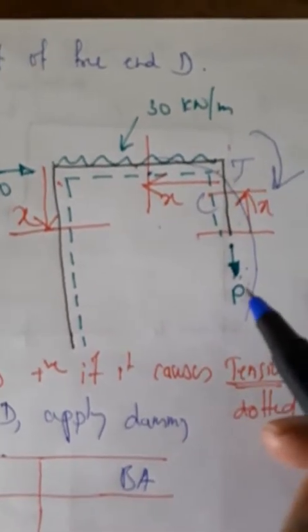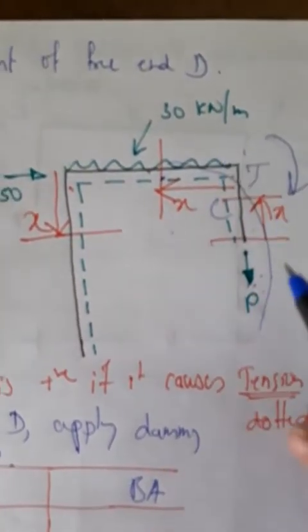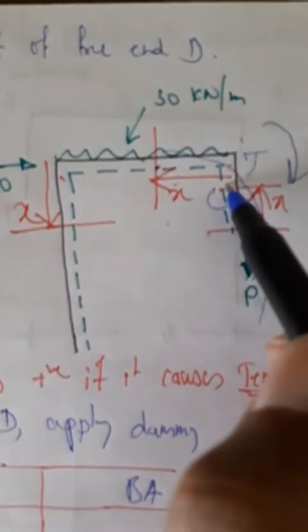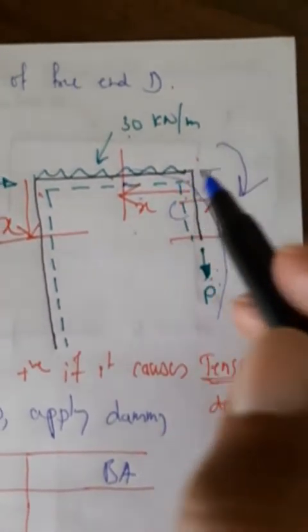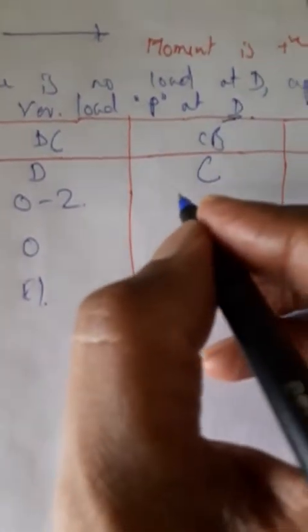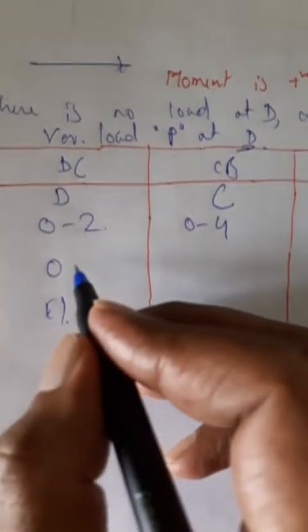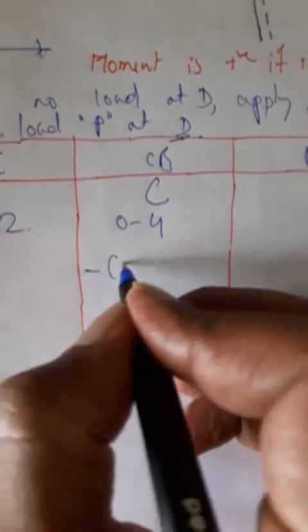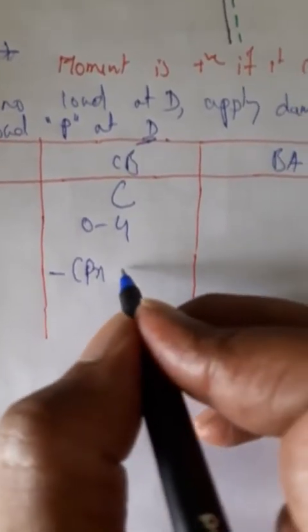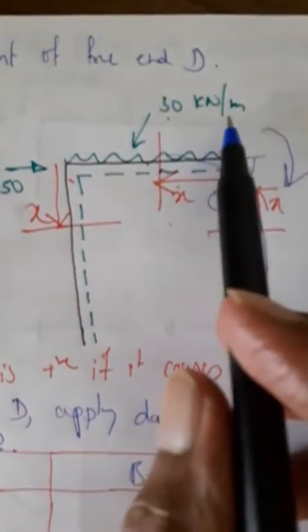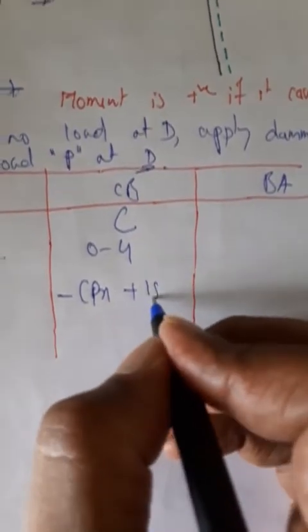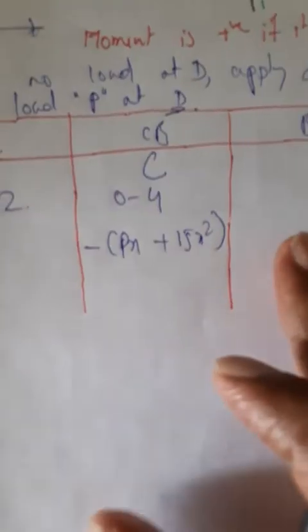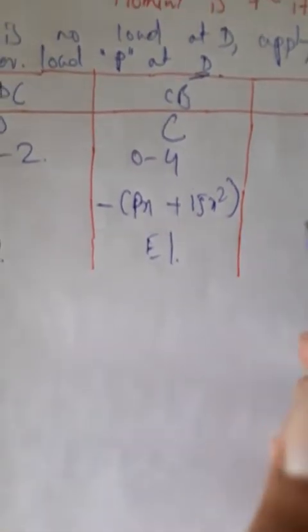So here there are two loads. One is load P, second is this UDL. Load P gives P into X, perpendicular distance Px. Now moment due to this UDL is 30 into X by 2, so sign will be negative. So limits 0 to 4. Moment here is minus of load into perpendicular distance, P into X, plus 30 into X by 2, with the minus sign taken outside. So 15X square. EI value is EI as it is.